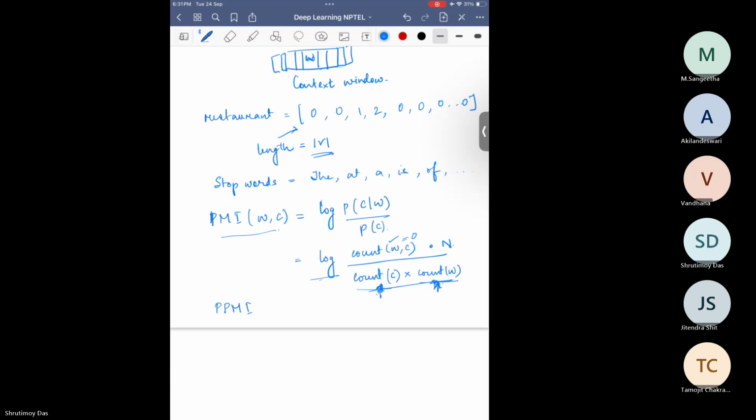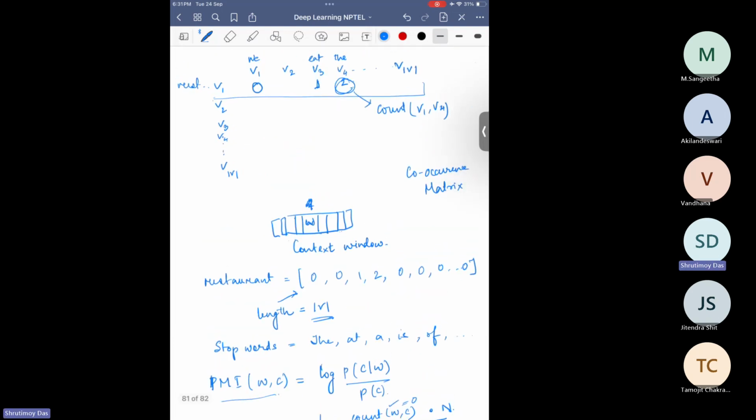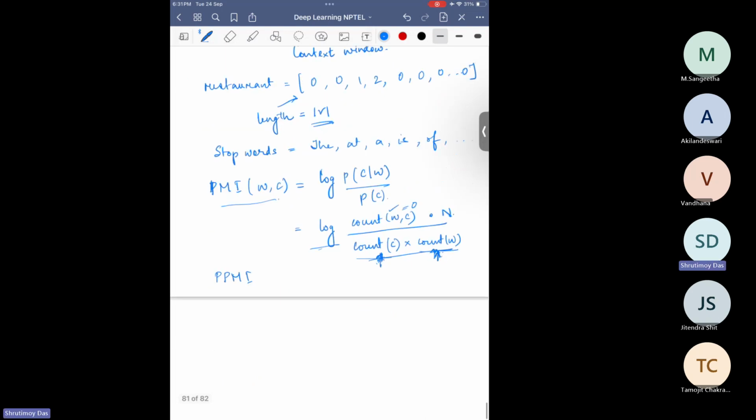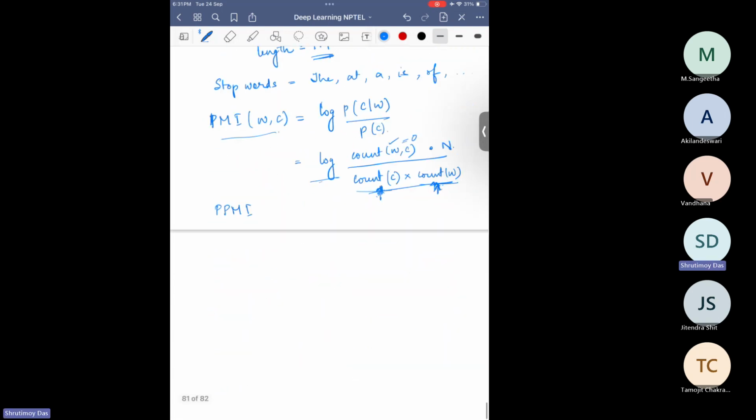So again, even if we build the co-occurrence matrix, or we substitute the counts in the co-occurrence matrix with these PMI scores, even then these vectors are very large, right? Each of these vectors is of size p, which is very large, and we want to reduce the dimensionality of this.